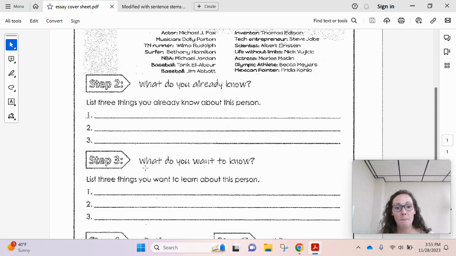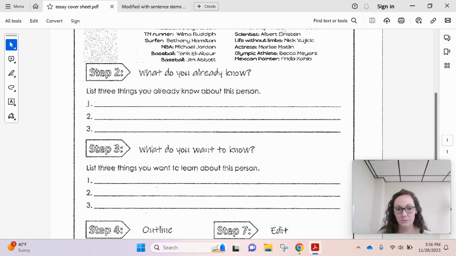Step three, what do you want to know? You need to do three things here. What are three things that you want to learn about the person you chose to write about? Maybe it is, what obstacle did they overcome? Maybe it is, what are they famous for now? Or how did they overcome that obstacle? So those are three examples that you can use, or you can come up with something different that you want to learn about this person.